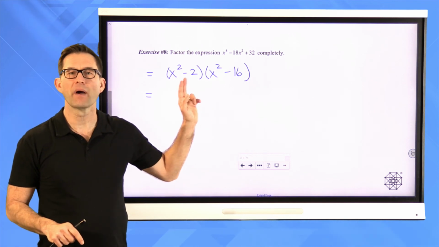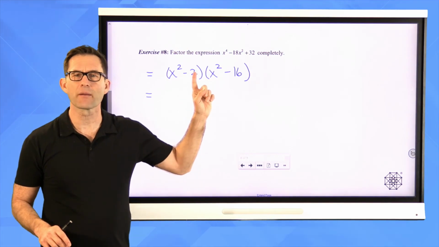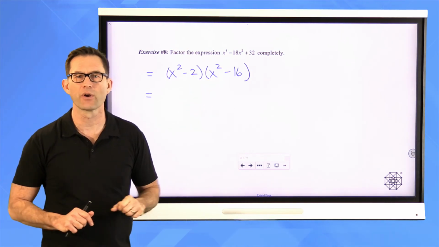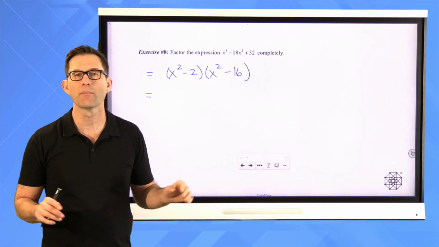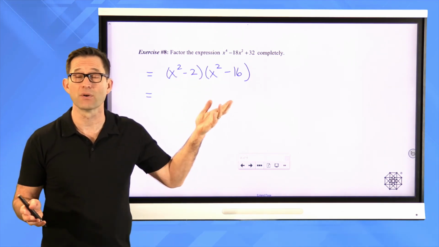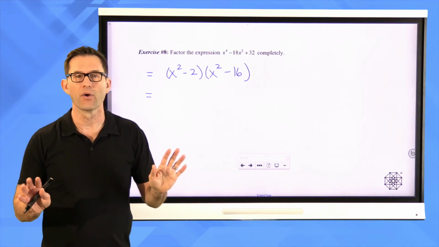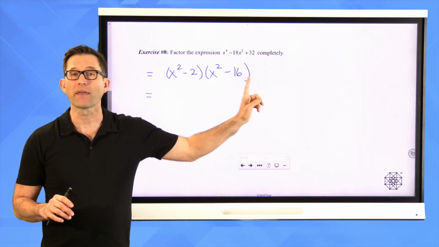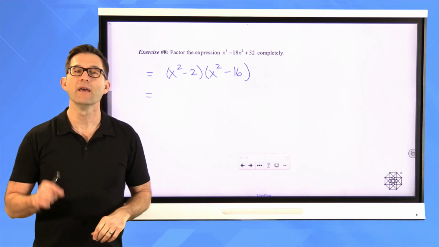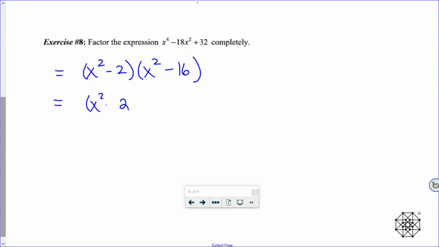Then I look at x squared minus 2 and I think to myself, well, it's a difference, right? But the problem is 2 is not a perfect square, so I can't factor x squared minus 2 anymore. There are no two integers that have a product of negative 2 and a sum of 0. There are two numbers, but they aren't whole numbers. They're kind of ugly. Anyway, I can factor x squared minus 16 because it's the difference of perfect squares. And in fact, I can factor that one as x plus 4 times x minus 4.